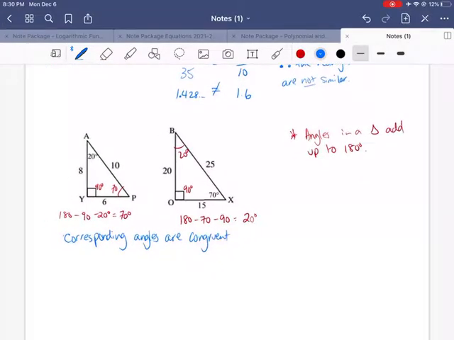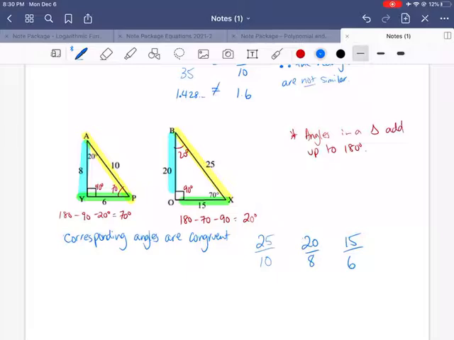So you can pick any one to start with. How about we start with the hypotenuse? So 25 over 10. That's going to be our first fraction. And then let's compare 20 over 8. And we're also going to compare 15 over 6. Notice that I have all the sides from the triangle on the right as the numerators, and all the sides from the triangle on the left as the denominators.